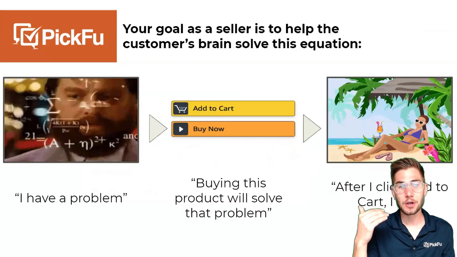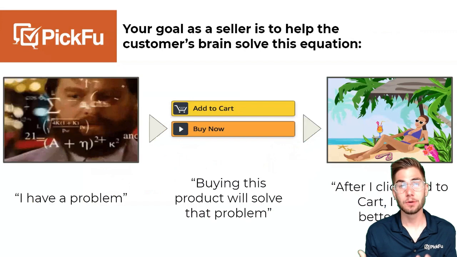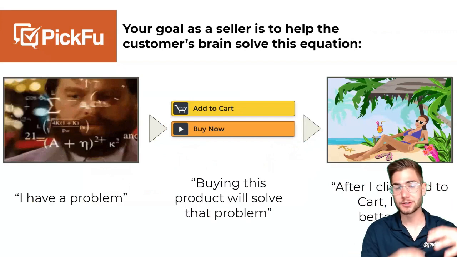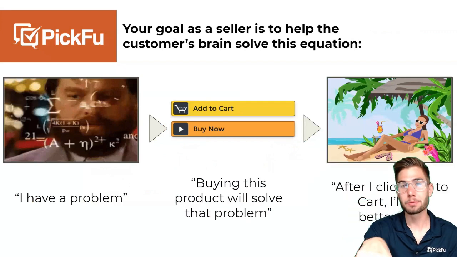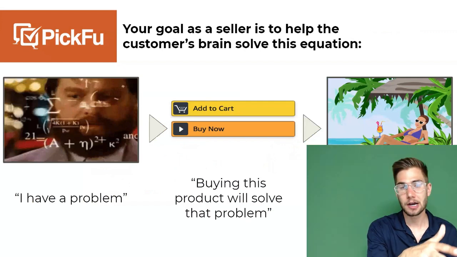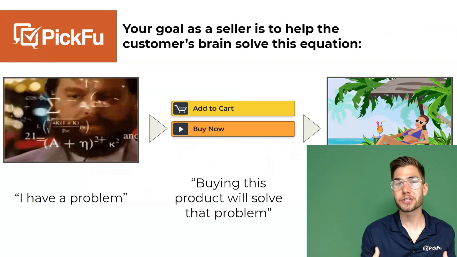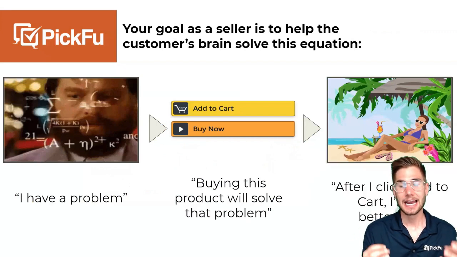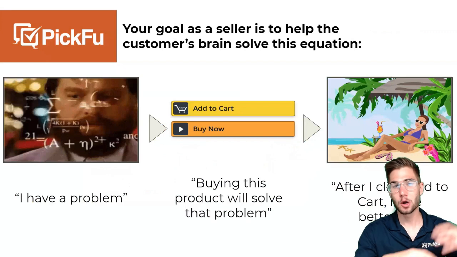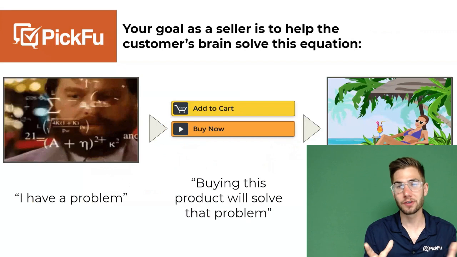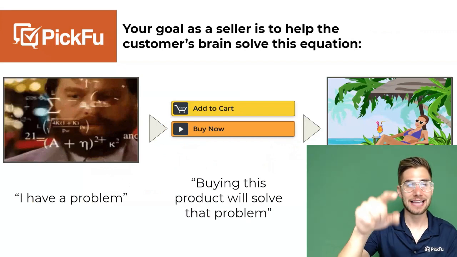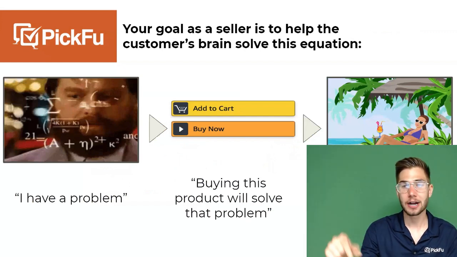When you take this into consideration, and this is why this is in the part about influence, you have to understand that your goal is, you've gained access to the customer's brain. You've got that direct line of communication. Your goal is to influence them to help their brain solve this equation, right? Someone's come to Amazon with the intent to buy a product, most likely because they have some type of problem, right? And then what their brain needs to satisfy is, okay, I've got this problem, will buying this product solve that problem? And after I click that add to cart or buy now button, will I be better off?